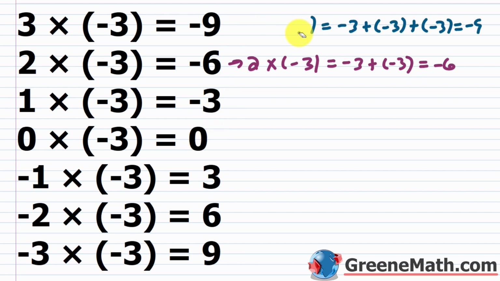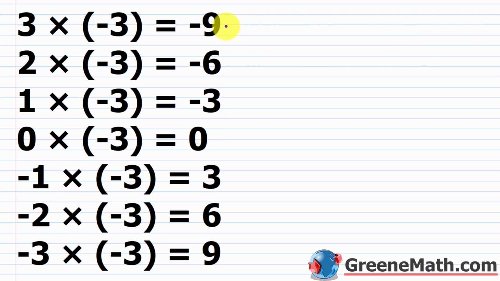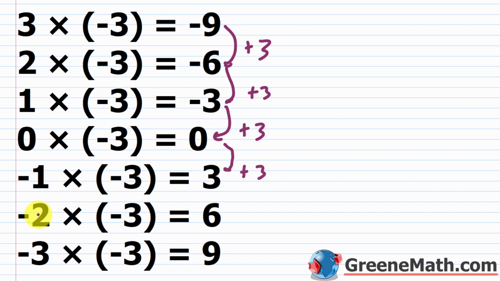Let me actually get rid of this. And I'm just going to show this as this going plus 3. And this going plus 3. And this going plus 3. So when you get here to -1 times -3, again, this is just decreasing by 1. So from 0, if I subtract away 1, I'm at -1. And this is still increasing by 3. So plus 3. This goes down by 1. This increases by 3. So plus 3 and then plus 3. So -1 times -3, again, using this pattern would be positive 3. Then -2 times -3, using this pattern, would be positive 6. And then -3 times -3, using this pattern, would be positive 9.